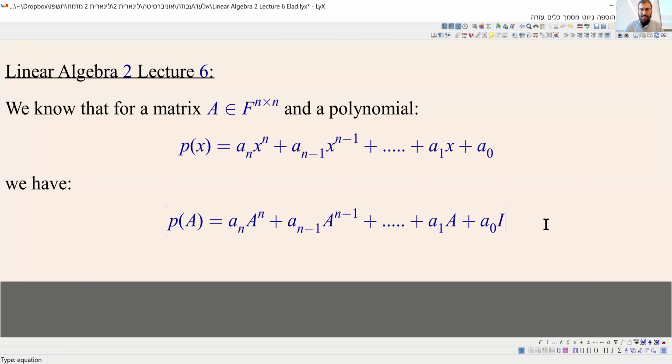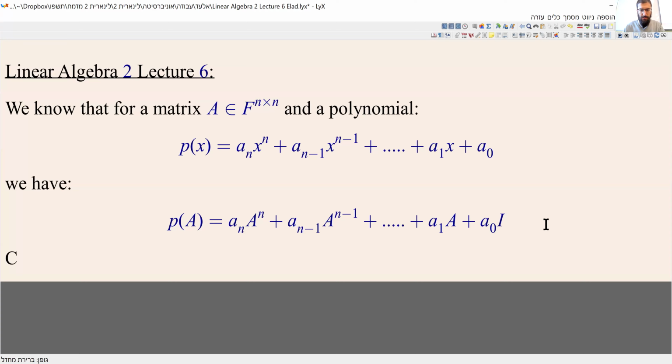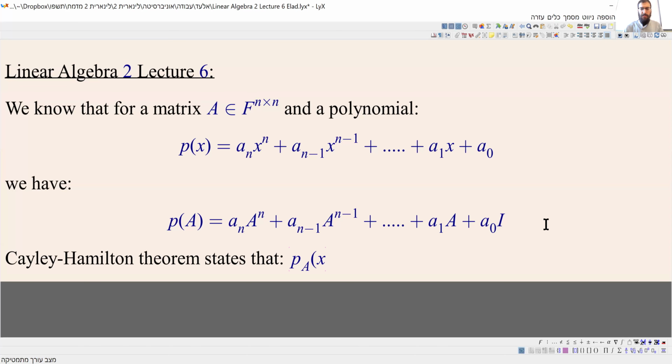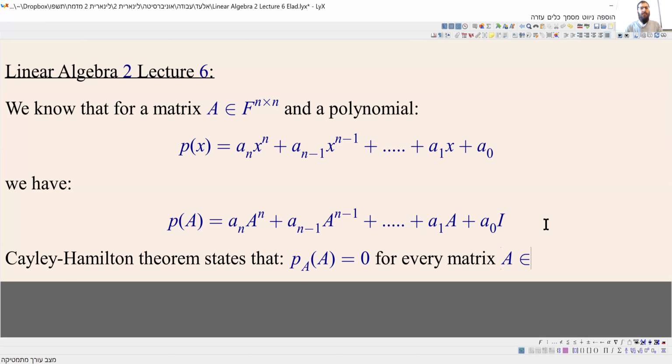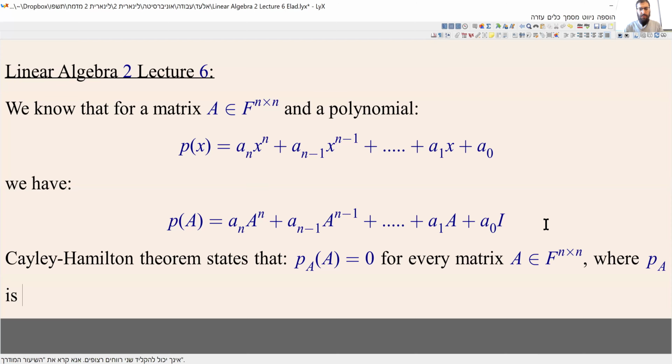Now, the Cayley-Hamilton theorem. Cayley, that's our Cayley, right? It's weird. The Cayley-Hamilton theorem states that p_A(A) is 0 for every matrix A in F^{n×n}, where p_A is the characteristic polynomial of A.